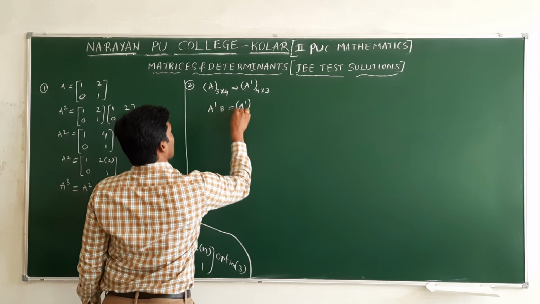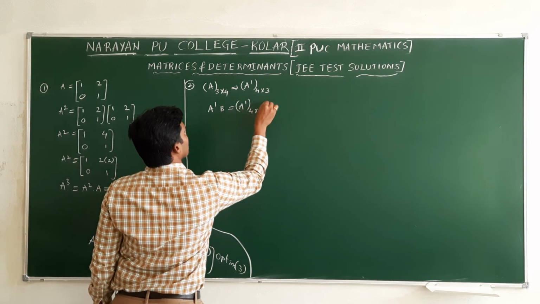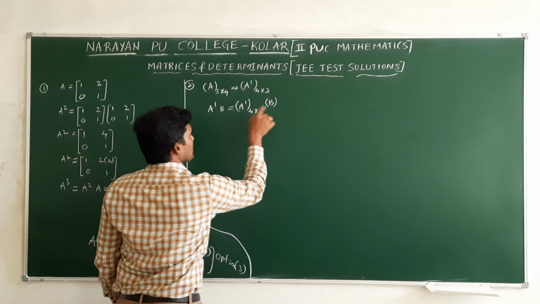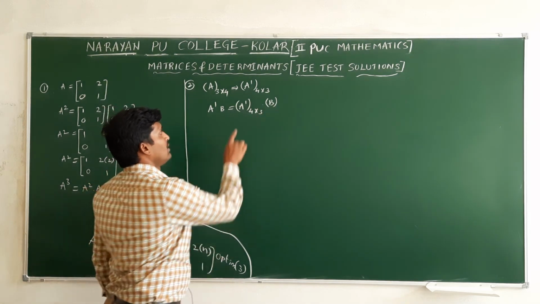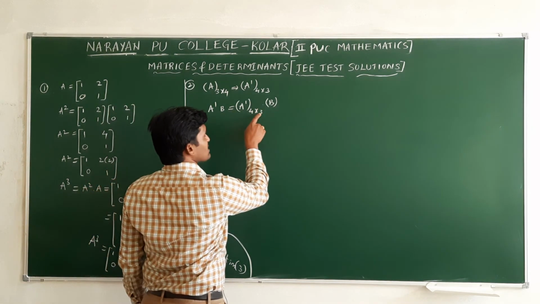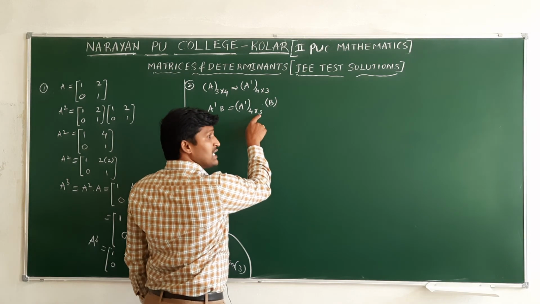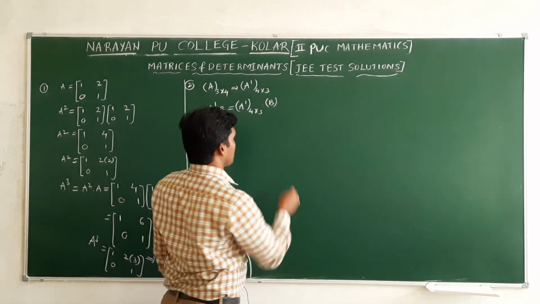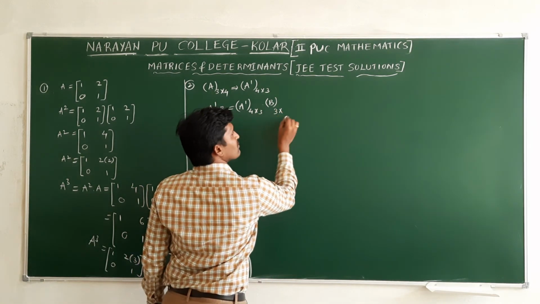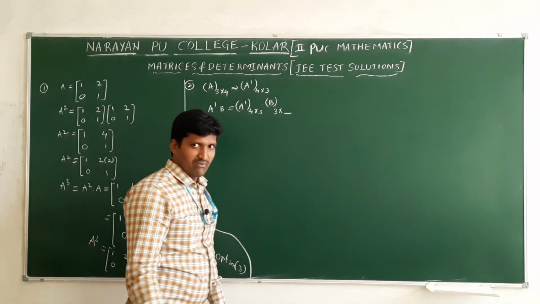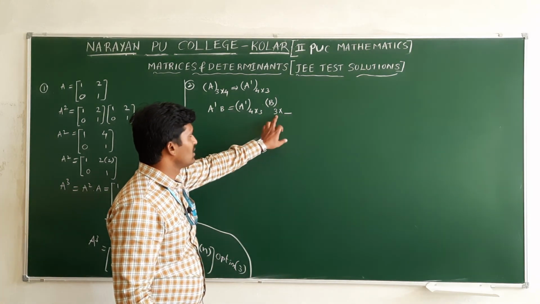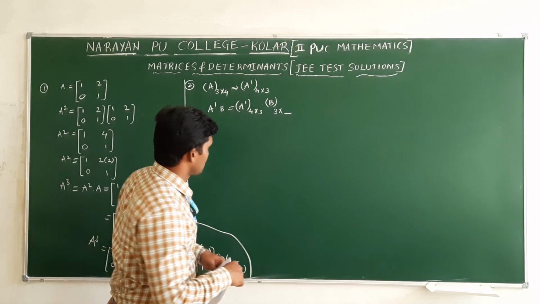First, A dash B. Here A dash order is 4 by 3, into B. When the product of two matrices is possible, the number of columns of the first matrix must equal the number of rows of the second matrix. The columns we don't know, but for the B matrix we got the number of rows.